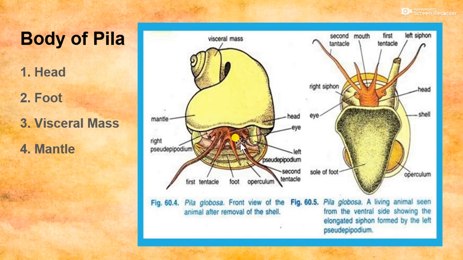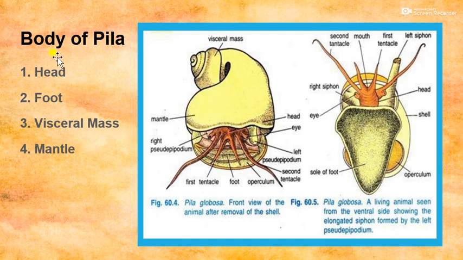But the visceral mass lies inside the shell. A columellar muscle arises from the foot and is inserted in the columella. It attaches the body to the shell, and it withdraws the animal inside and closes the operculum.